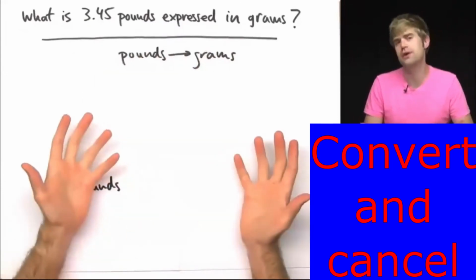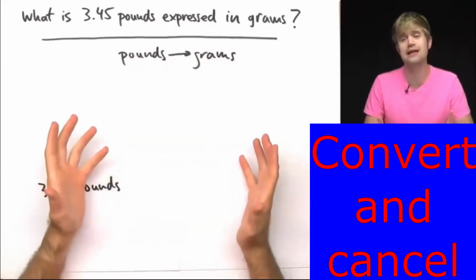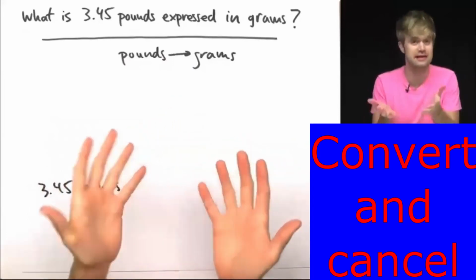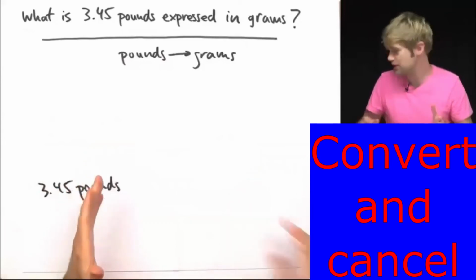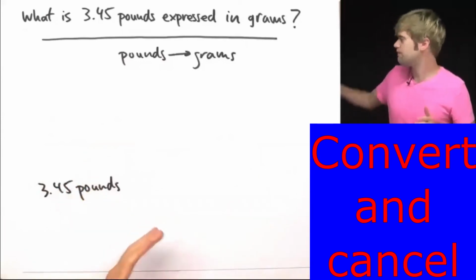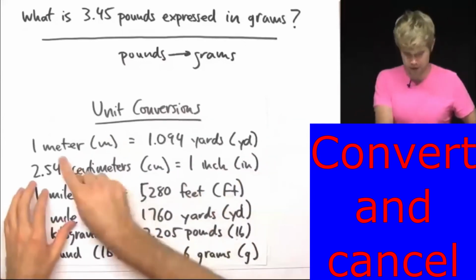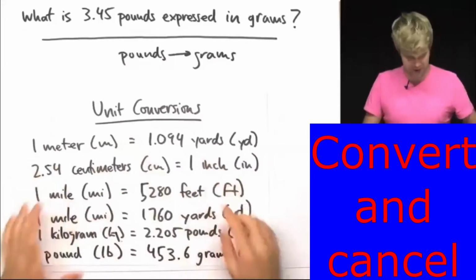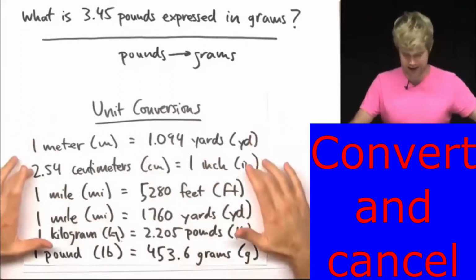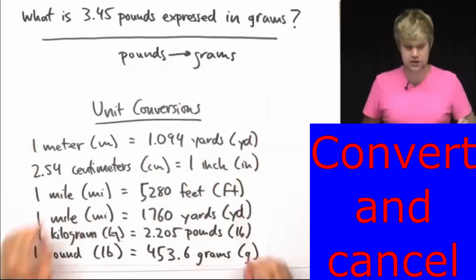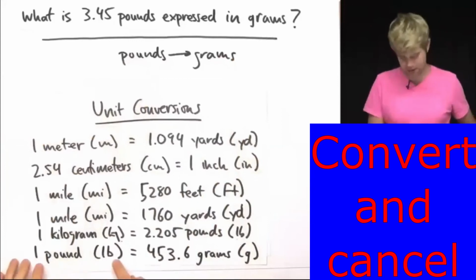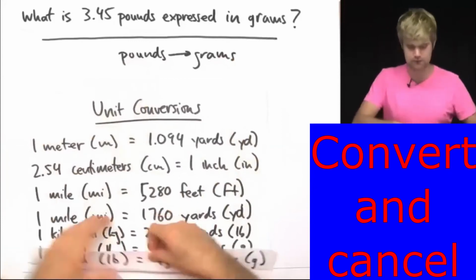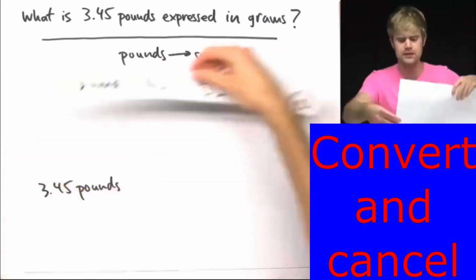You can find this information on the internet. You can find it in a textbook. You can probably find it in the back of a notebook where they'll have a conversion table for the units. It's going to look something like this. We've got a bunch of these relationships between different units, and you want to find the equation that talks about pounds and grams. Okay, so it's going to be this one down here. 1 pound equals 453.6 grams. So this is the statement that you're going to want.